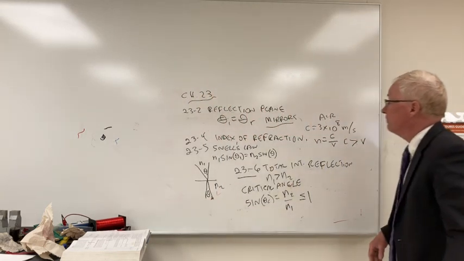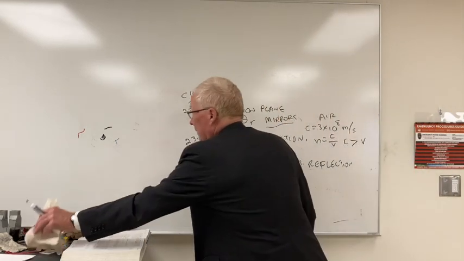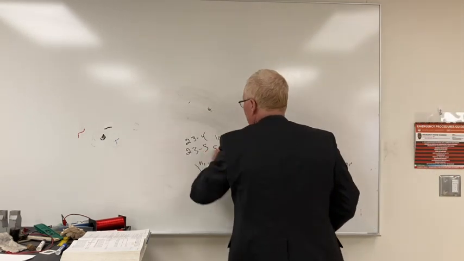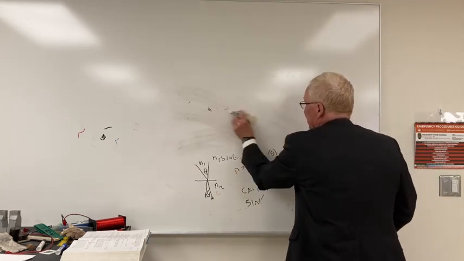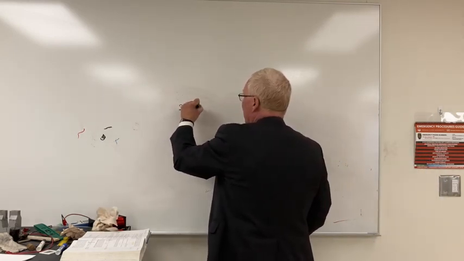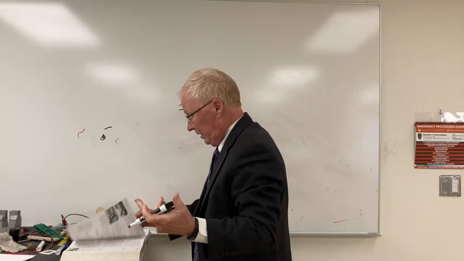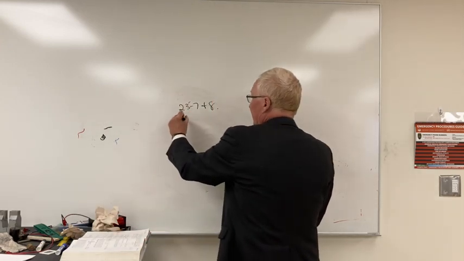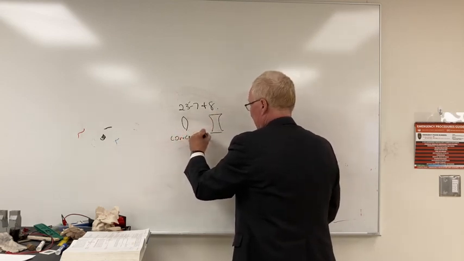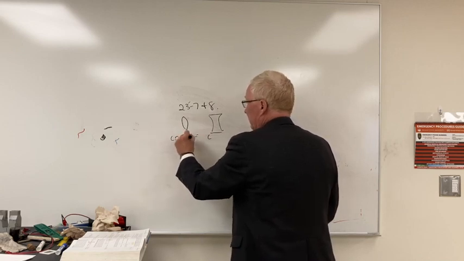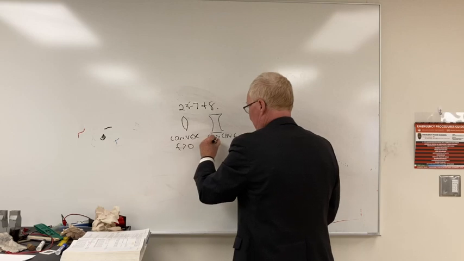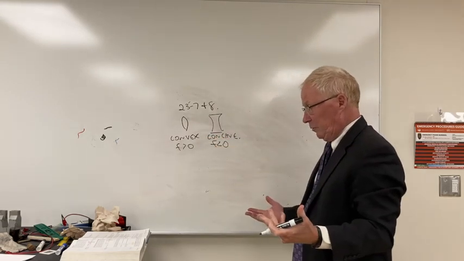Moving on from there, we have 23.7 and 23.8, which are related to thin lenses, either convex or concave. For convex, f is greater than 0, and here f is less than 0. So that's what we're dealing with there.